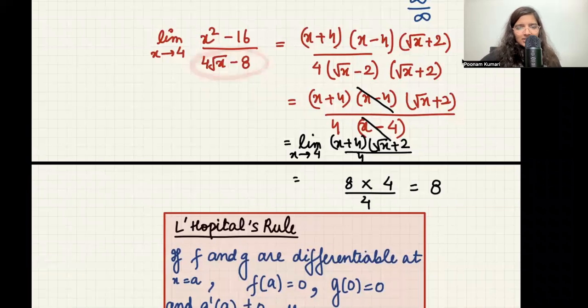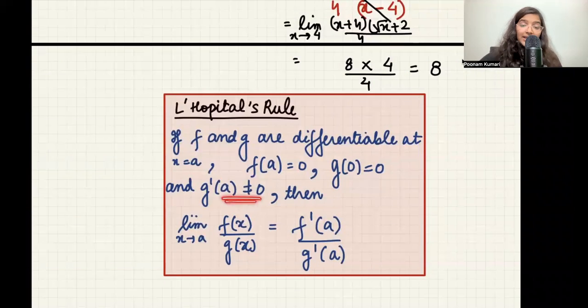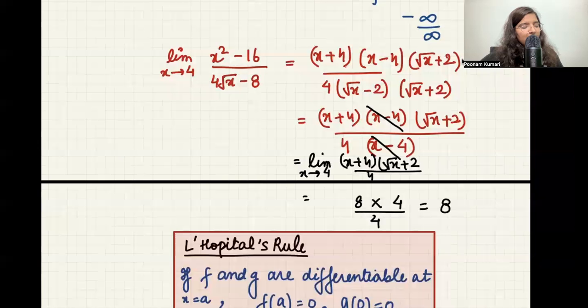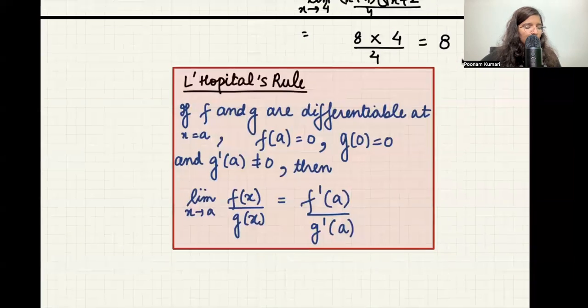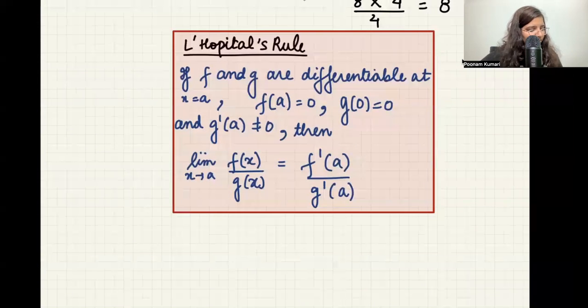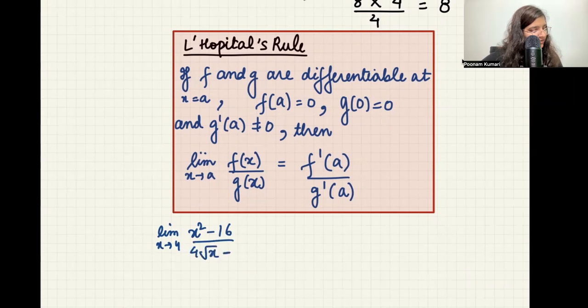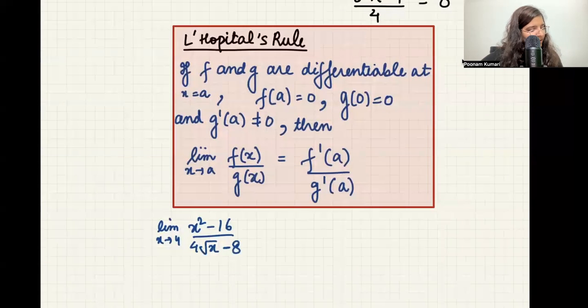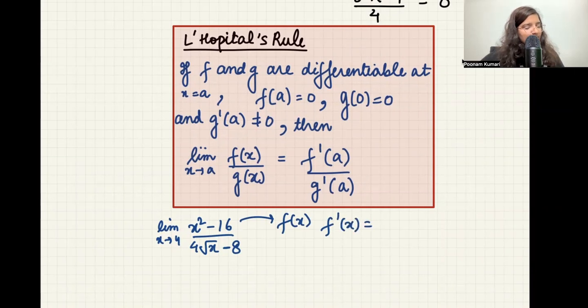Let's see the differentiation and whether this condition is being satisfied or not. If this condition is satisfied and you have to find this limit, you don't have to do anything, just simply do the differentiation, put in the values and get the result. So that is what we are going to do. The limit as x tends to 4 of x square minus 16 divided by 4 under root x minus 8. This is my function f(x), and if you do f prime x, this is x square minus 16, so your differentiation is 2x. This is your function g(x).